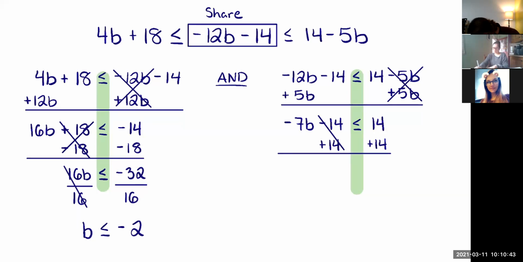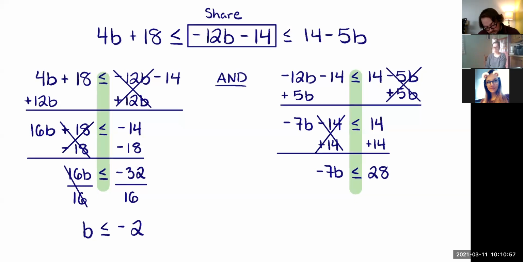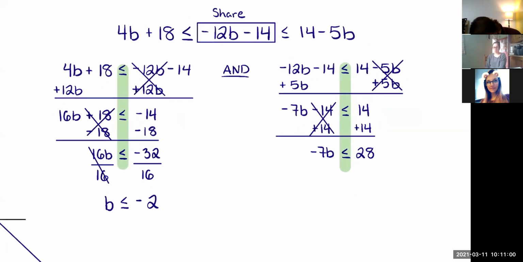That removes the negative 14 from the left, leaving me with a negative 7b is less than or equal to 14 plus 14, which gives me a nice 28. Then what? Divide both sides by the negative 7.